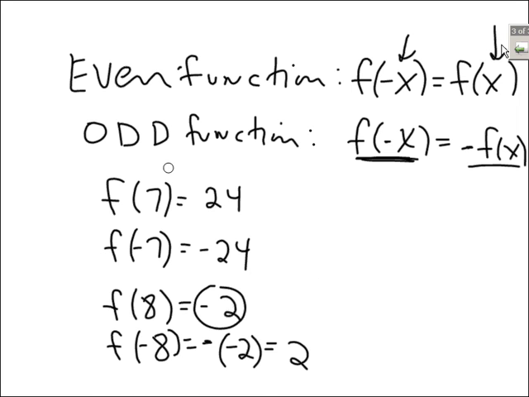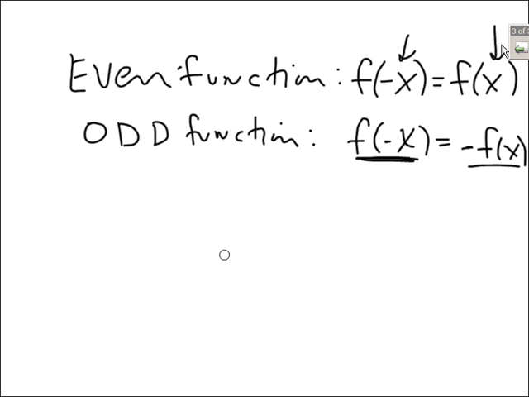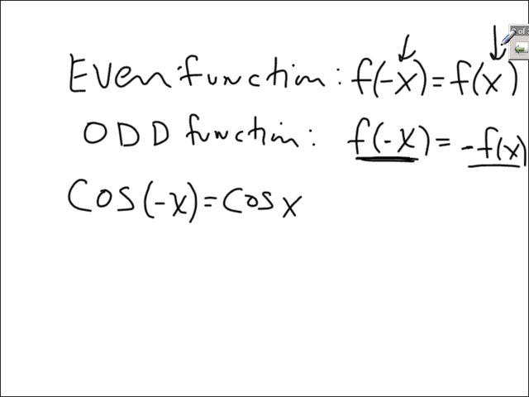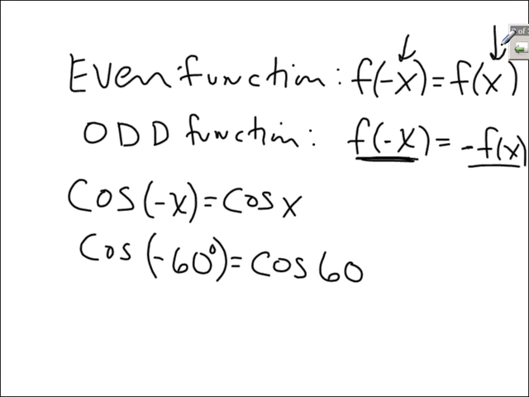Okay. Now, there are many functions which are not polynomials, which are odd and even. For example, the cosine of negative x is the cosine of x. Doesn't matter whether you plug in x or negative x to get the same answer. So for example, if you have your calculator and you want to find the cosine of negative 60 degrees, you don't even have to type in the negative sign. It's an even function.